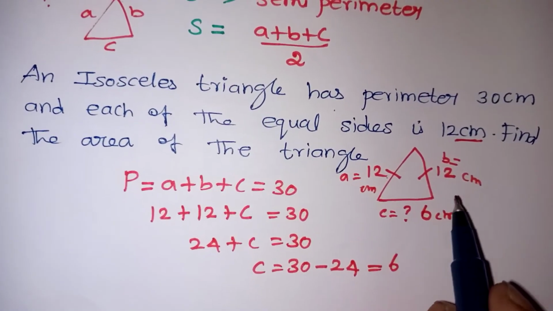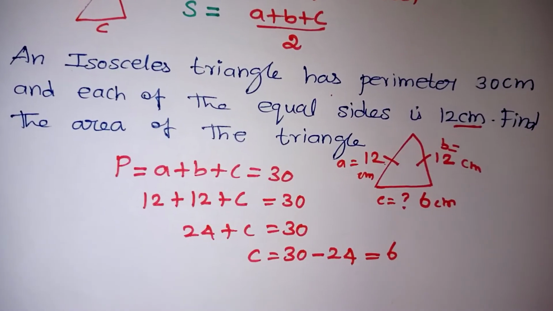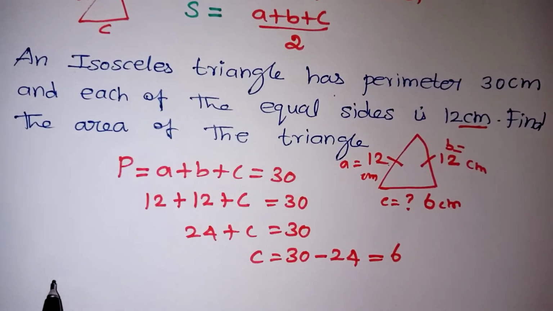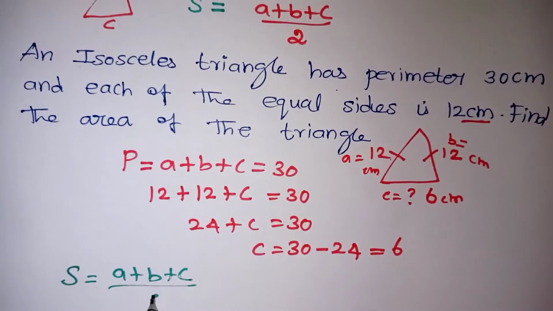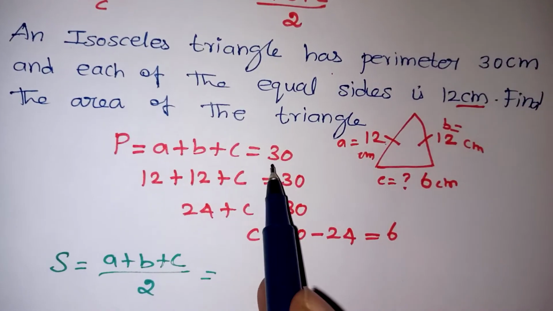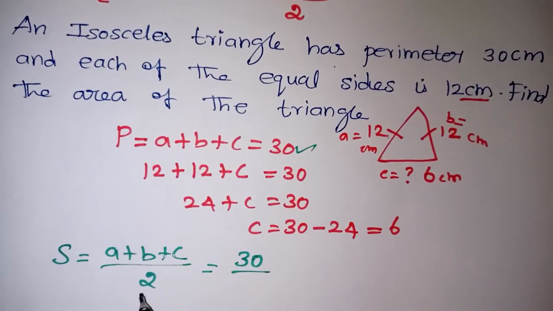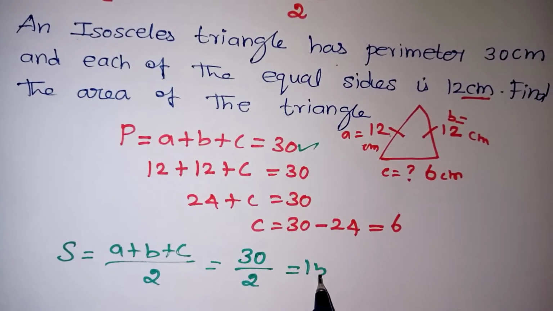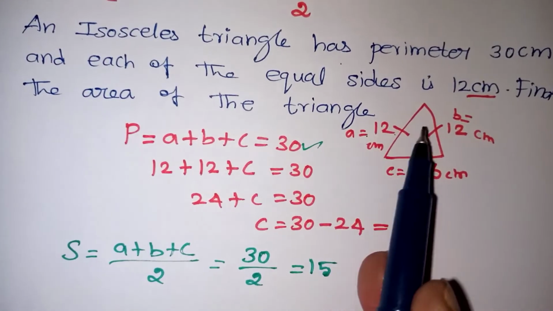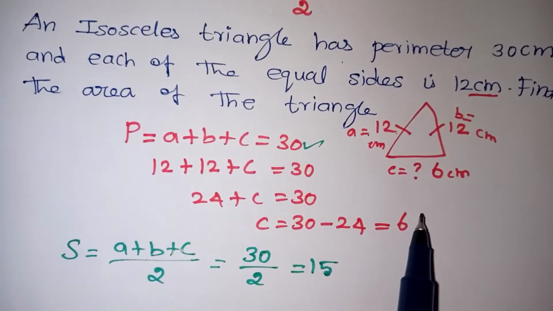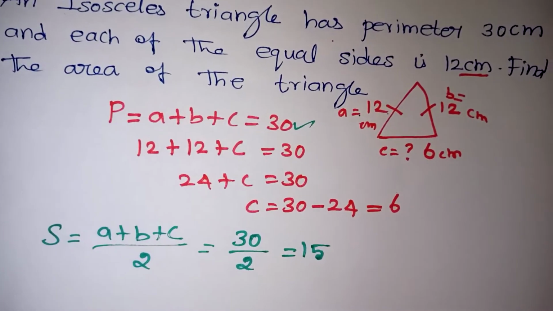So we know what a, b, c are and we know what the perimeter is also. To apply Heron's formula, first we need to find out what s is. s is nothing but a plus b plus c by 2, that is the semi-perimeter. We know the perimeter value, that is 30. a plus b plus c is 30. So let's take the 30 as it is, divided by 2. 30 by 2 is 15. Either you can take the perimeter as it is or you can add the a, b, c values. That also will lead to the same answer. So s is 15.